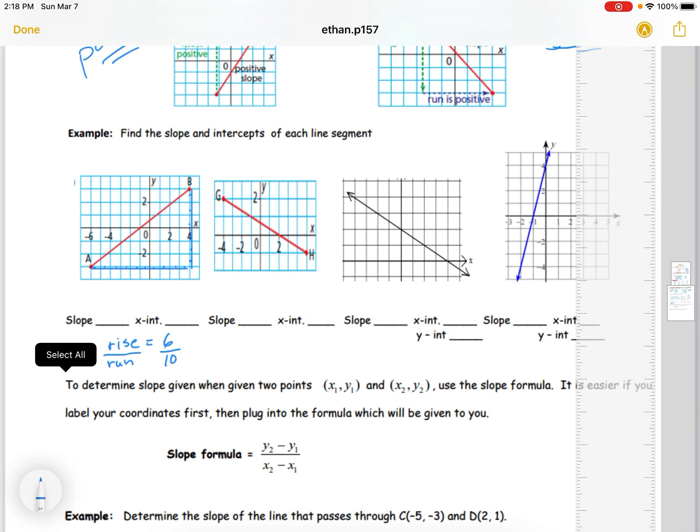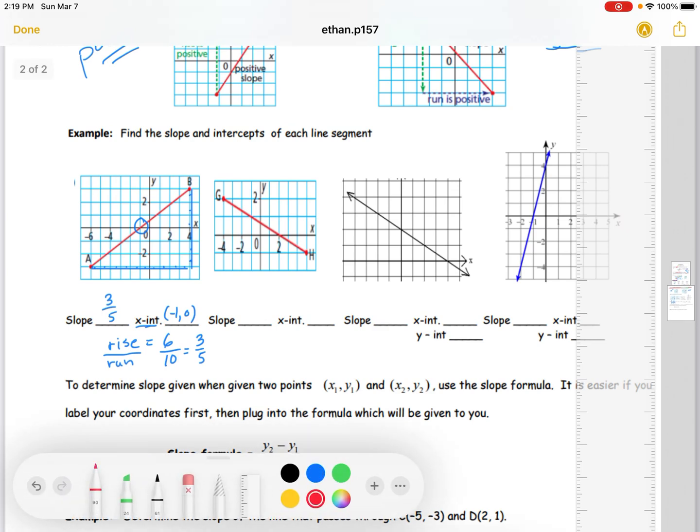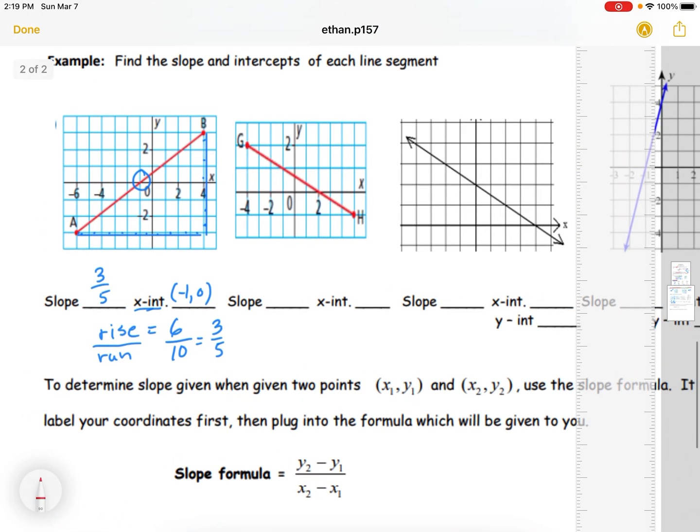Now, if I look at this, I can put this in lowest terms. 6 over 10. I can divide both of those by 2, and I'll get 3 over 5. So my slope would be 3 over 5. And then it's also asking for the x-intercept. X-intercept is where it crosses the x-axis. So that's where y equals 0. So it's -1, 0. Okay. I don't know why they want the x-intercept and not the y-intercept, but that's okay. That's that one. I'm going to change color for the next one.